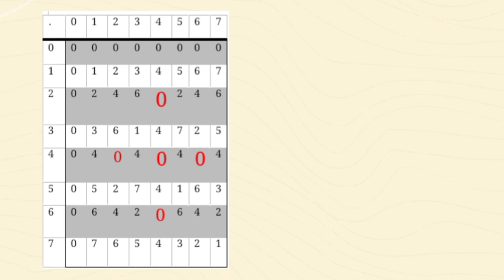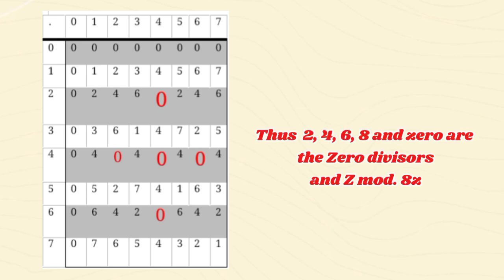We have 5 areas where we get the product of two non-zero numbers equaling 0. Then 2, 4, 6, 8, and 0 are the zero divisors in Z modulo 8.